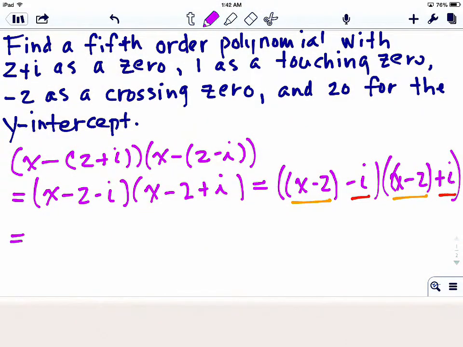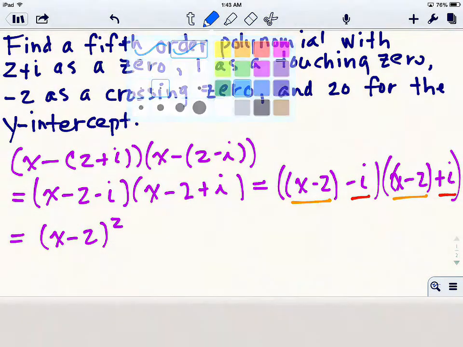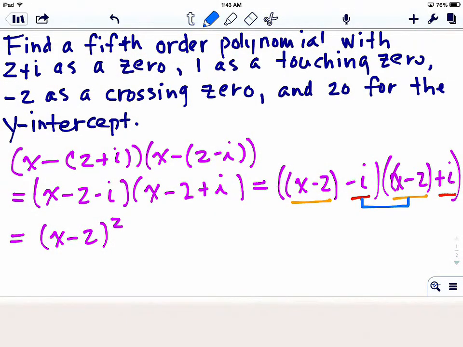So when we FOIL in this process, we'll have x minus 2 squared. And now when we do inner and outer, this is where we have to be careful. Notice that the inner and the outer will add to 0. For the inner, we'll have negative i times x minus 2. For the outer, we'll have positive i times x minus 2. Those cancel. And then for last, we get minus i squared.